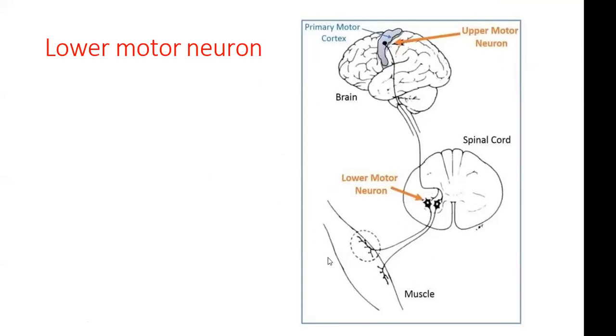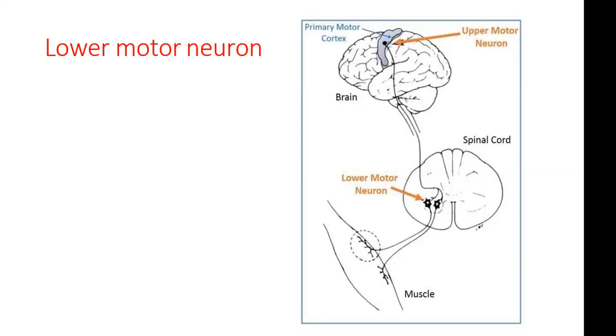So if we go in reverse, what are the components of a lower motor neuron pathway? Muscle, right there. Then you have the neuromuscular junction. Then you have the nerves there. These nerves come together to form plexuses and roots. And they end up in the anterior horn cell of the spinal cord.